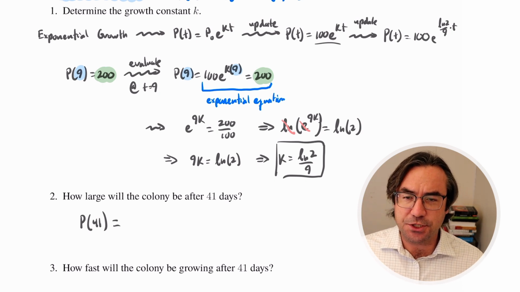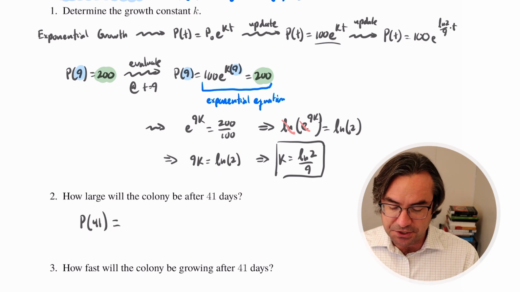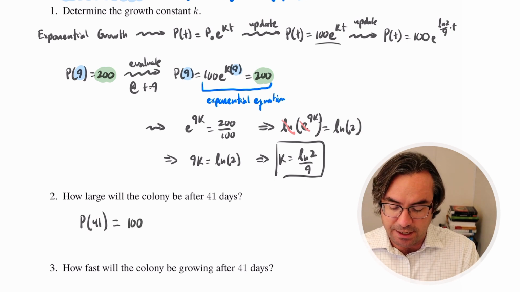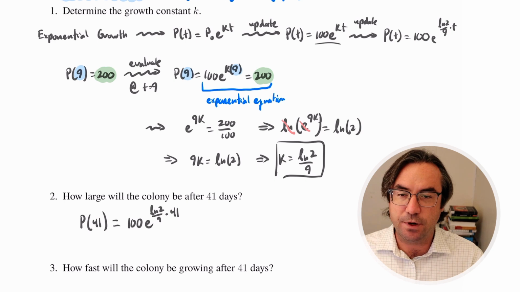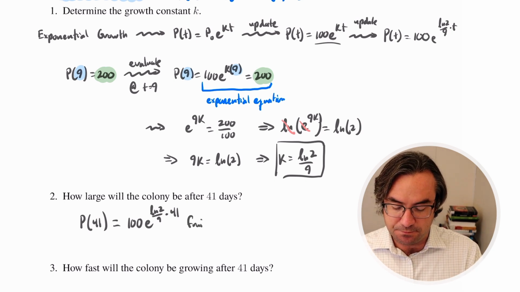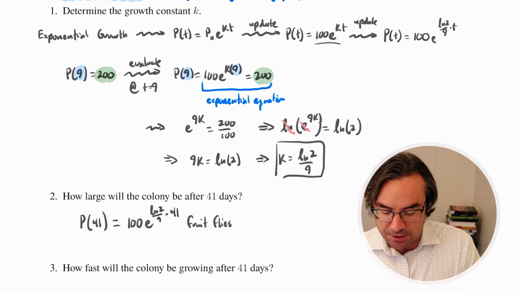So then to answer the question, how large is the colony going to be after 41 days? Well, we just evaluate that function when t is equal to 41. So we're going to get 100 e raised to the natural log of 2 divided by 9 times 41. And perfectly fine to just leave it like that. And we've got fruit flies. So that's multiplication there.